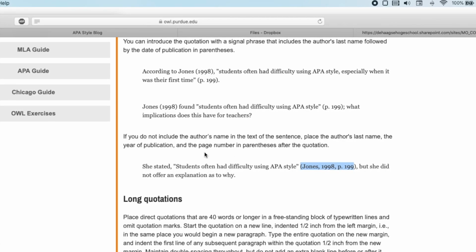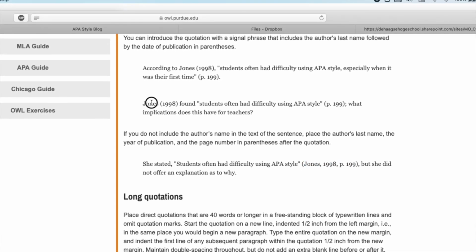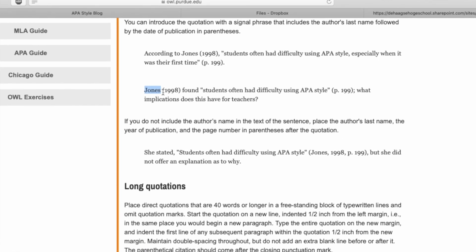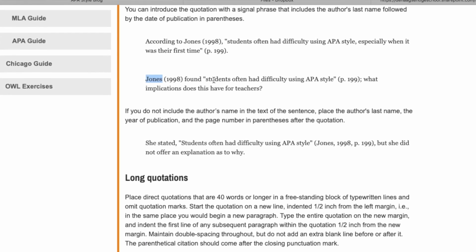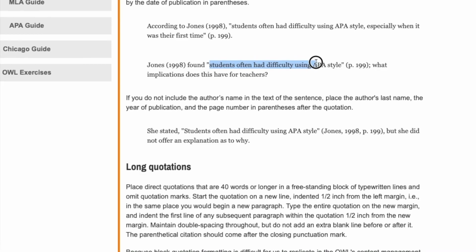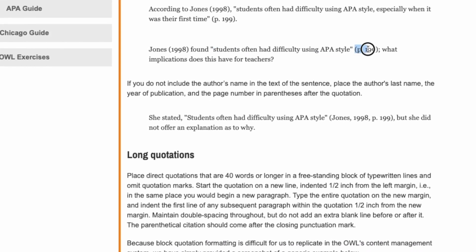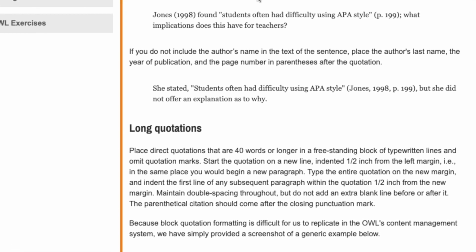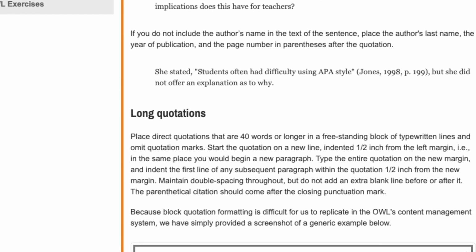Anyway, what you'll see is that the author can take the last name out of the quotation and then reference them here. So Jones in brackets 1998. You always want to keep the year of the citation. Found that students often had difficulties using APA style, and then the page number, and then a semicolon. According to Jones, 1988.